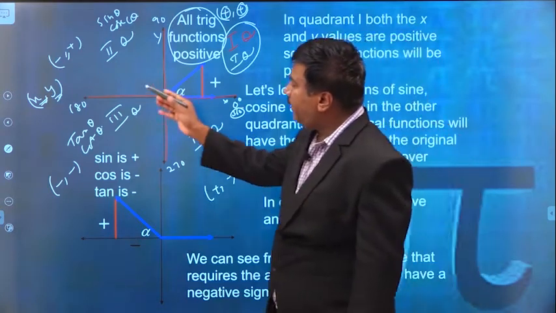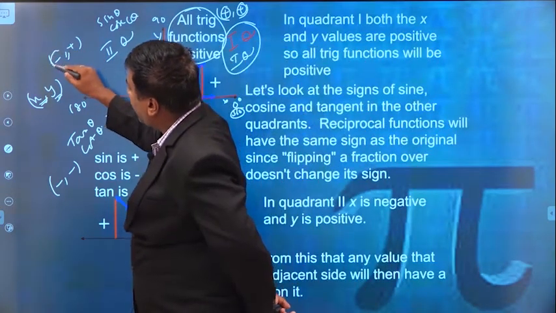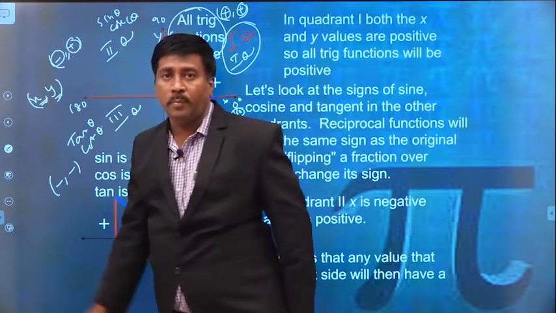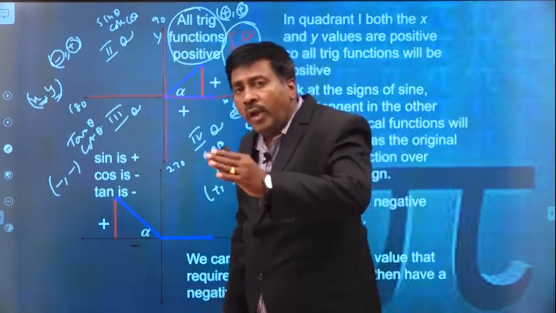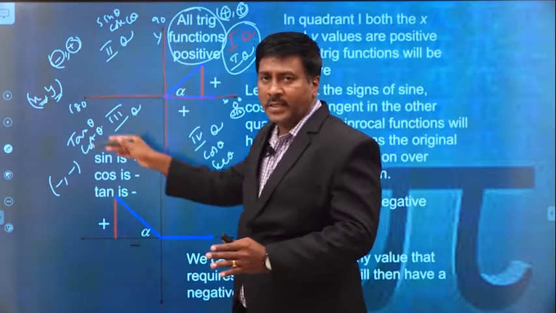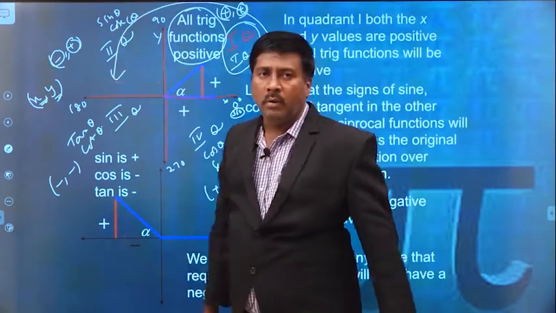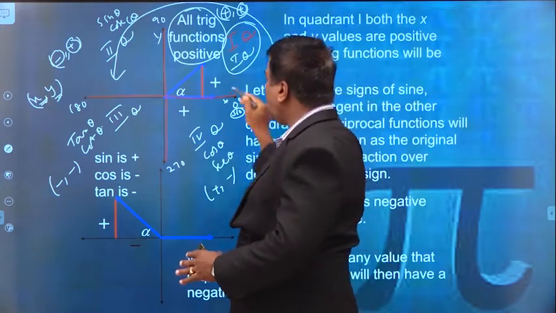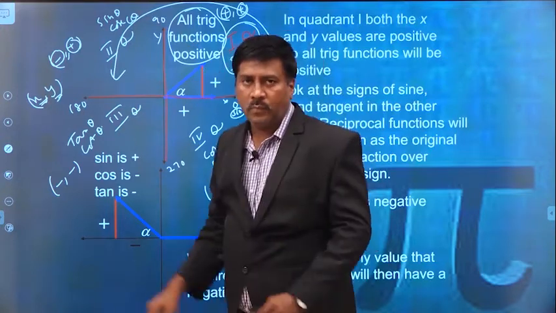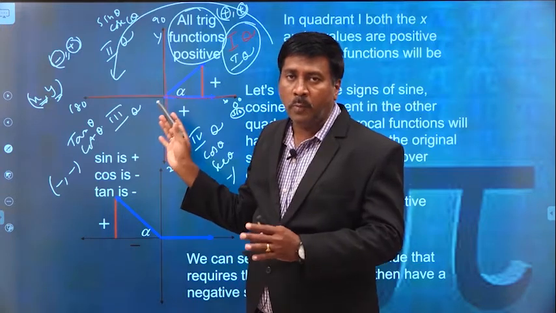In a similar way, the x value is to be negative and the y value is to be positive, because we are going in the reverse, anti-clockwise direction. This is called the anti-clockwise direction. Clockwise means this one and anti-clockwise means this one. I have to consider it like this. Please, all of you keep this in your mind.